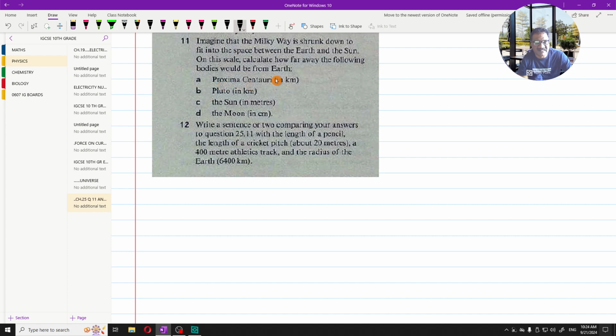And you have to find the distance from Earth of this particular star in kilometers. Then Pluto, again you have to find the distance of Pluto from the Earth in kilometers. Then Sun, you have to find the distance of the Sun from the Earth in meters. And D, you have to find the distance of the Moon from the Earth in centimeters.